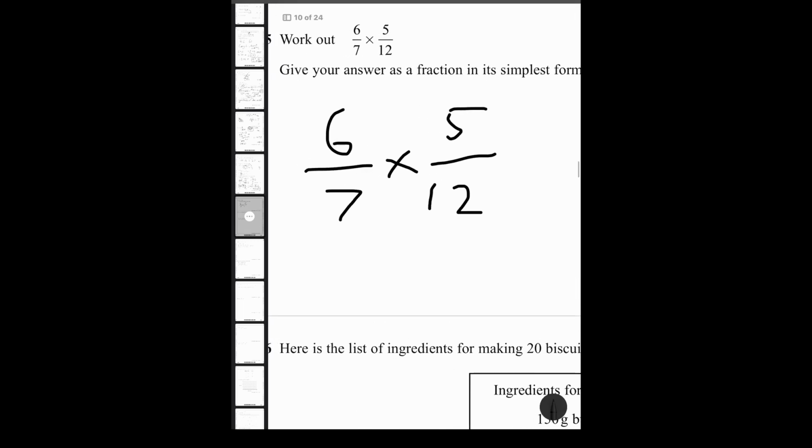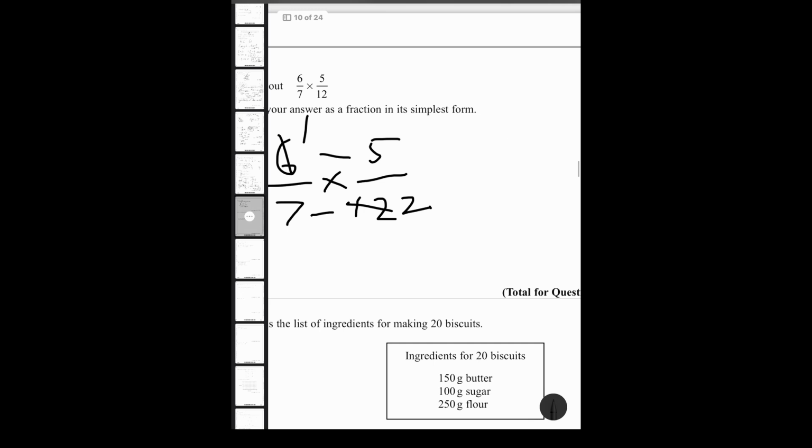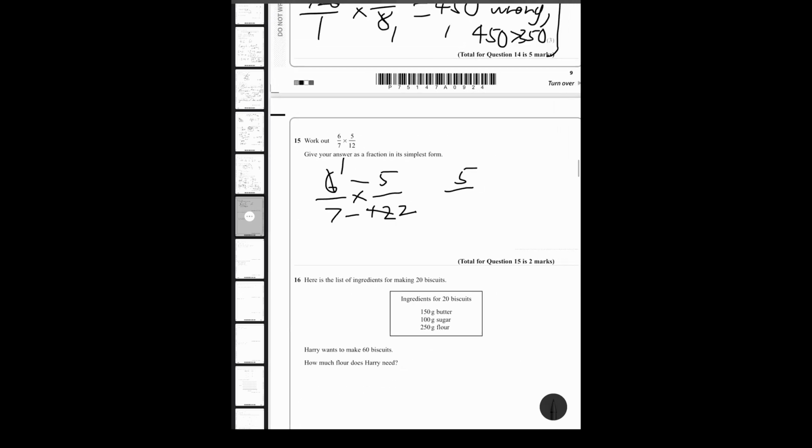So now work out 6 over 7 times 5 over 12. We can see that some things in these fractions go into each other. So this is 1, this is 2. So that means you just times it through, right? 5 over 7 times 2, which is 14. Is this the simplest form? Yes, it is.